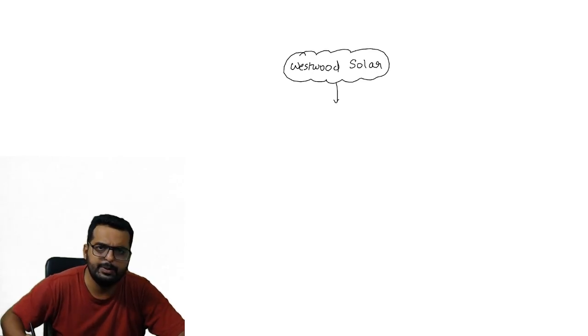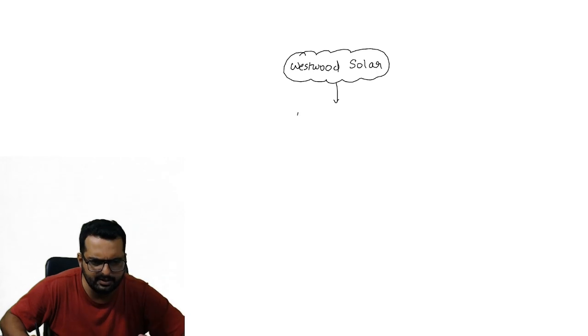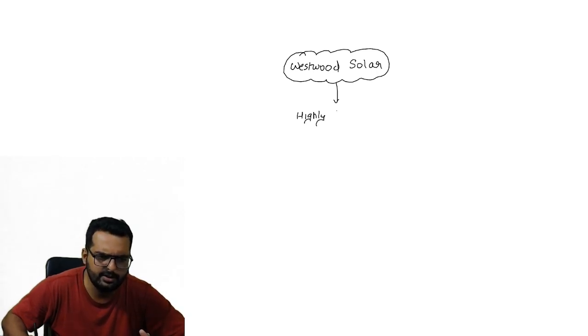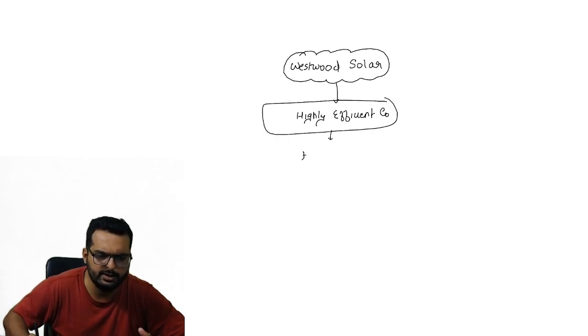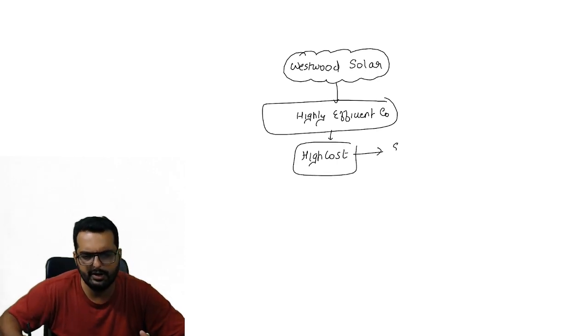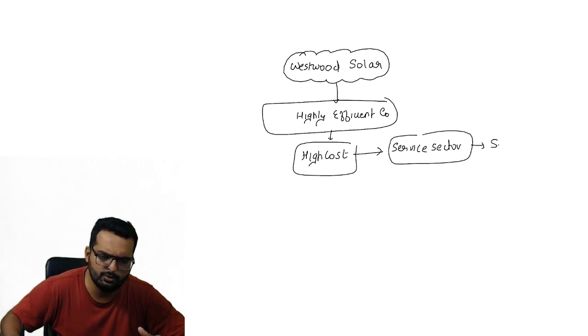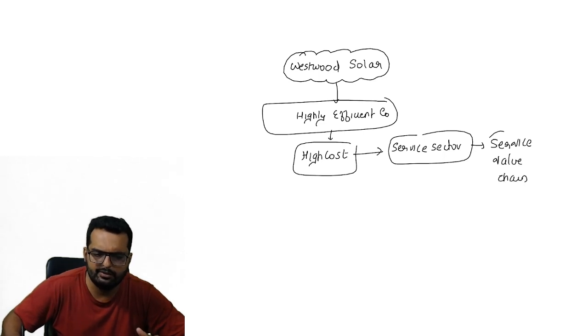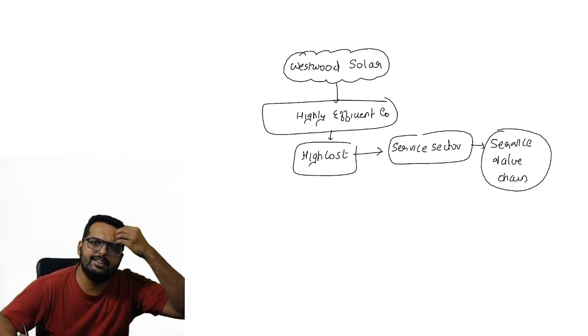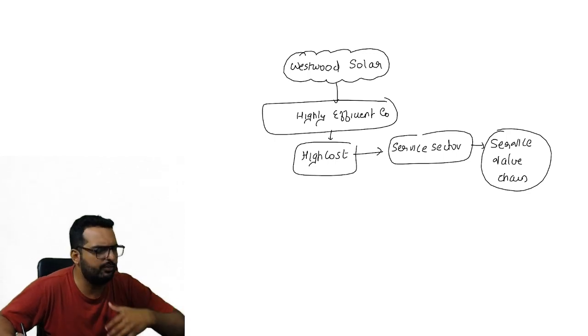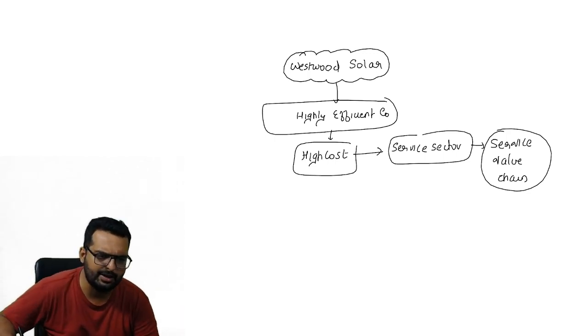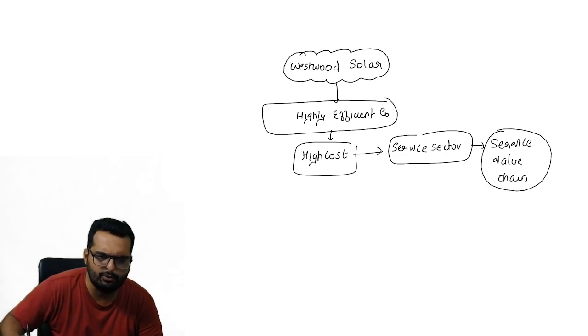All right. So when we speak about Westwood Solar, in this company, it is a highly efficient company. But what is the major problem over here? They are having high cost. So in order to solve the high cost, it is a service sector. And what is it that you'll be using over here? You will be using the service value chain. Once you get this much of crux, this entire case study you can recall from your mind itself. You really don't need anything else. Am I right?